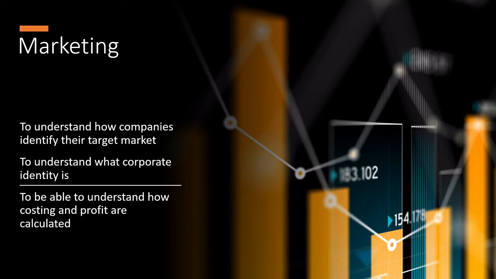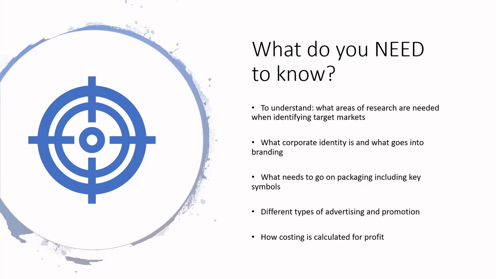It's most likely going to appear on your second paper, your hour-and-a-half long paper. So a couple of things you need to know. One is to understand what areas of research companies do to identify their target market's needs, what the term corporate identity refers to, what sort of things you'll find on packaging, different types of advertising and promotion, and then the maths that goes along with this topic is how to calculate profit. So I'll run through that with you as well.